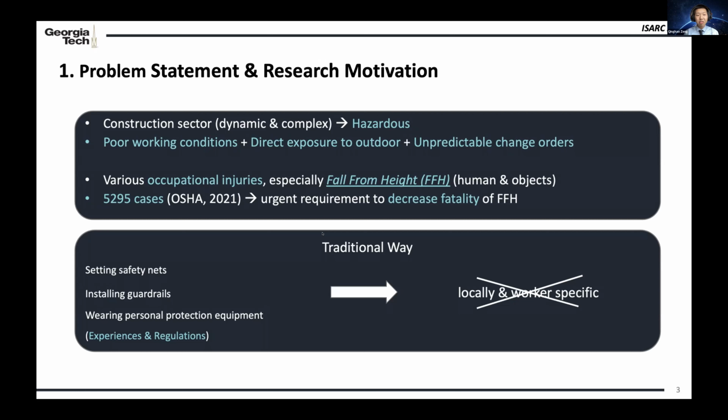According to the statistics from OSHA, in 2021, there were a total of 5,295 FFH cases, serving as the most dangerous occupational injury cause. Consequently, there's an urgent requirement to mitigate the fatal numbers that are caused by FFH accidents by either protecting the workers or anticipating the accidents and preventing them from happening.